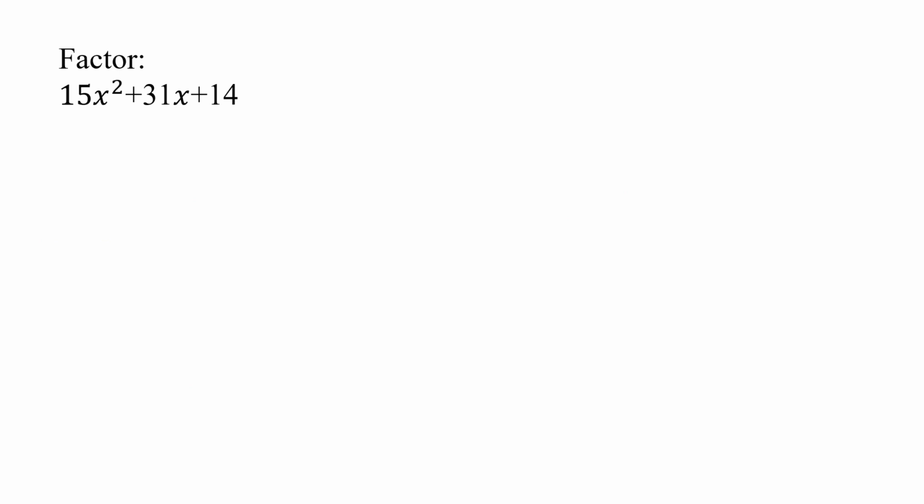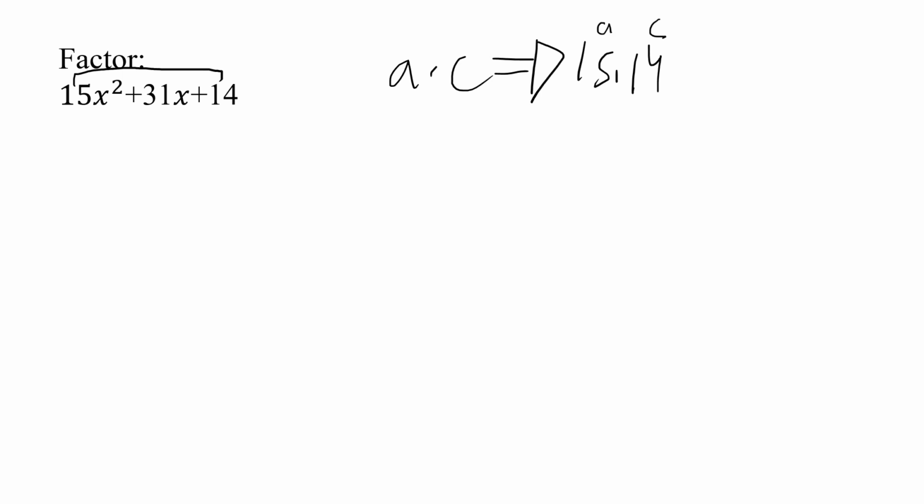All right, so let's try another one. Let's take a look at this. We're going to use the AC method again because we have a not being 1. So a times c, which is, of course, 15 times 14. 15 being a, first coefficient, 14 being c, our final constant. And what we're going to do when we multiply that is we're going to get 210.